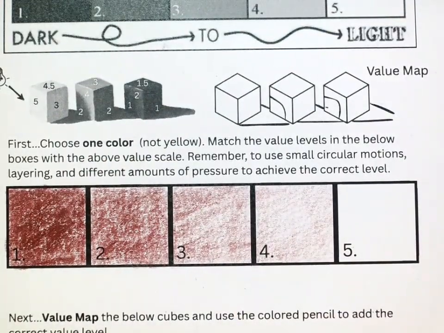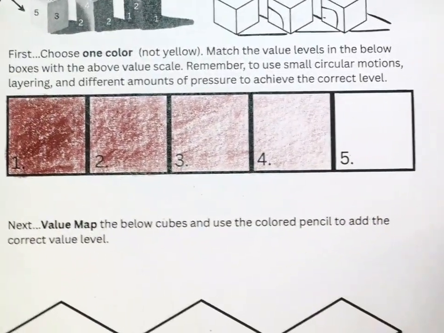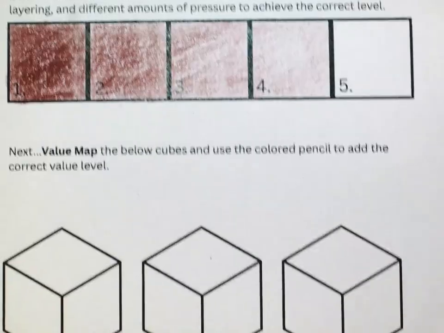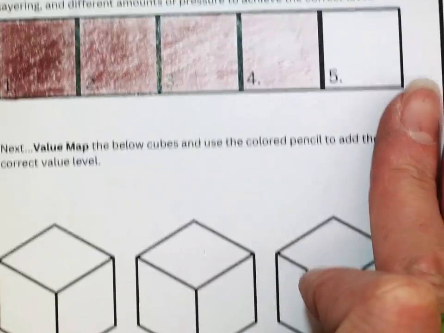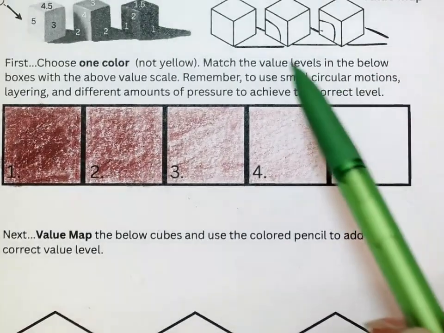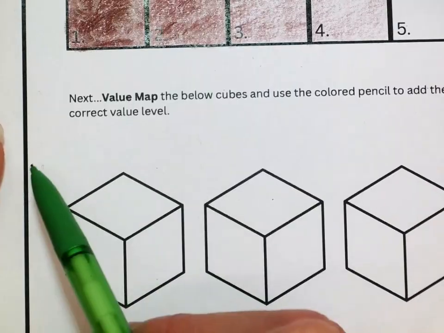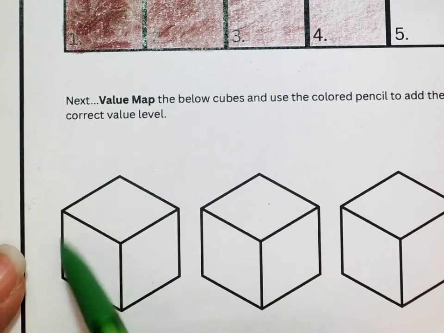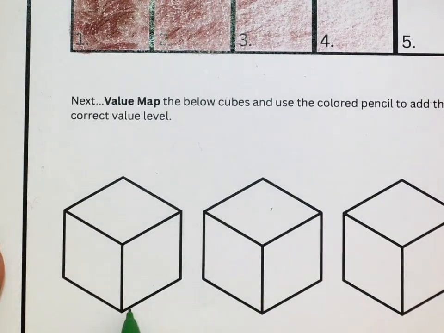Okay, so now what we're going to do is I want you to come down here, and we're going to use our color pencil eventually to do these cubes, but for right now we're going to value map these cubes. So if my light source is coming from here, this is going to be my lightest. Okay, I'm going to get a cast shadow going this way.